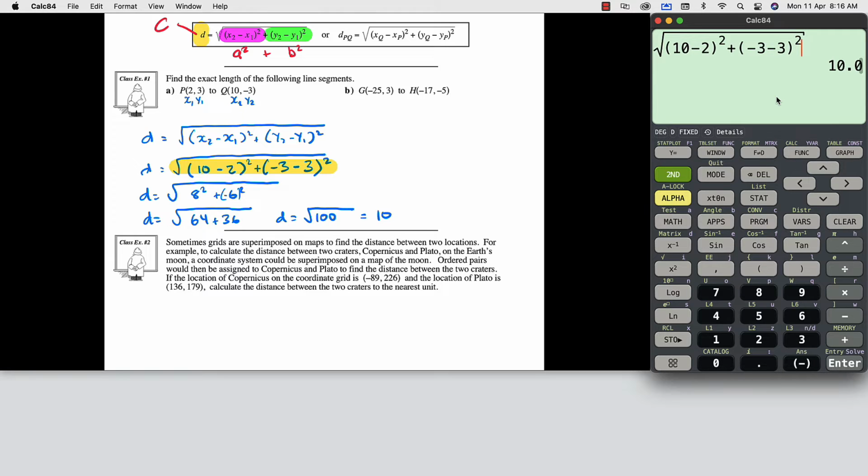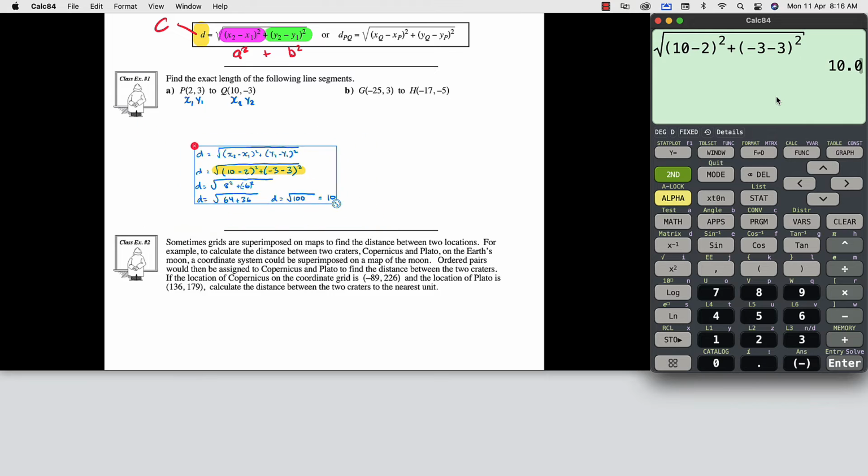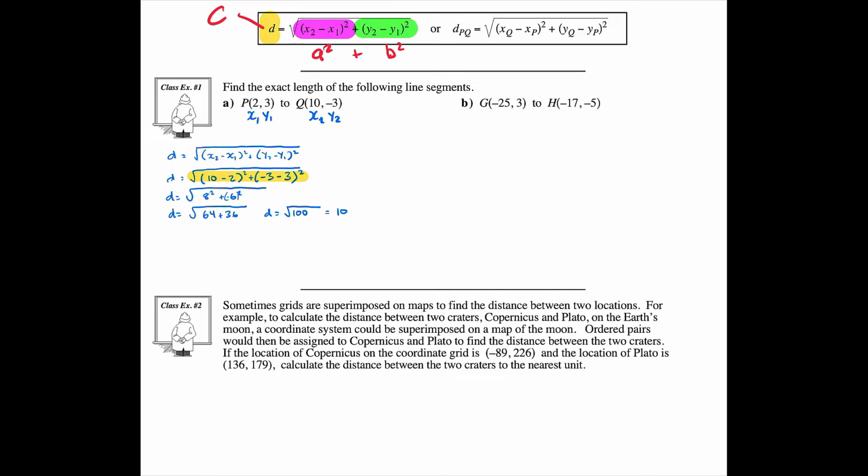Okay, so I'm just going to take this and make it a little bit smaller so we can work on part B. All right, so part B, we're going to start off the same way. X1, Y1, X2, and Y2. And we're just going to put that into our formula, which is going to be bracket, bracket.